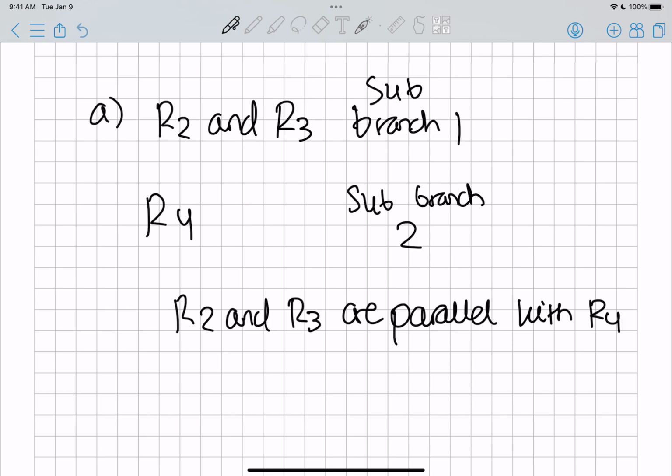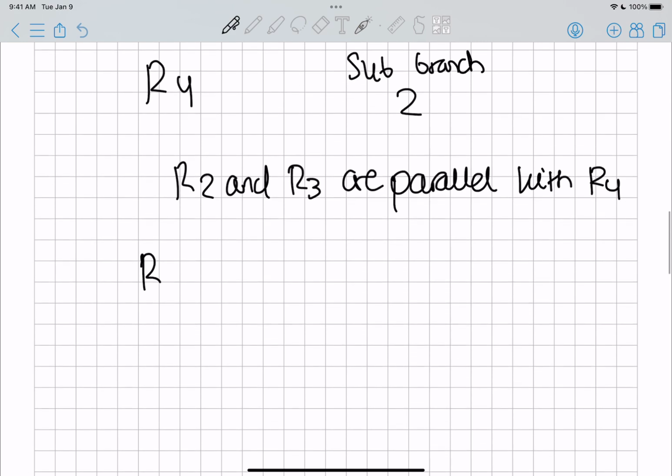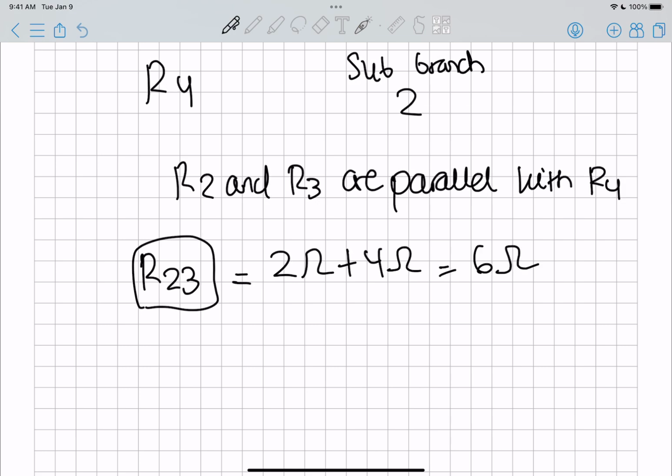Well, what do you notice about R2 and R3? Exactly. Excellent, Matthew. So R2 and R3 must be combined in series first before being parallel with R4. If you were to trace the current between them, there's no splitting off of the current between them. So those are in series, and those are easy to add up. R2,3, the combined resistor of R2 and R3, is simply 2 ohms plus 4 ohms, which is equal to 6 ohms.